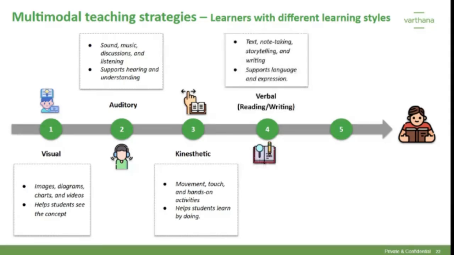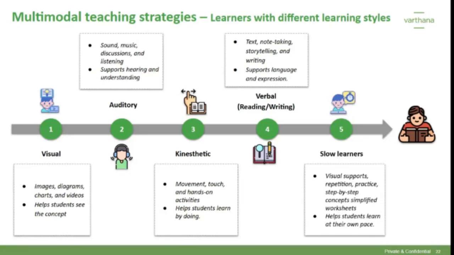Then we have the reading and writing learners, for whom the verbal method, or multimodal method, can be used. Verbal is basically reading and writing. Such students require a lot of reading of the concepts and maybe even writing of the concepts. Only then is their learning very high. So we can address such students by giving them more reading and writing activities.